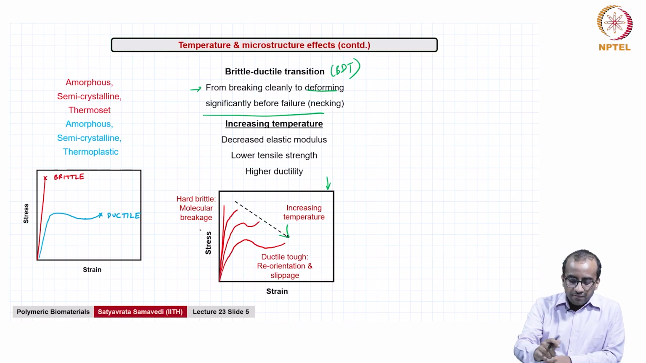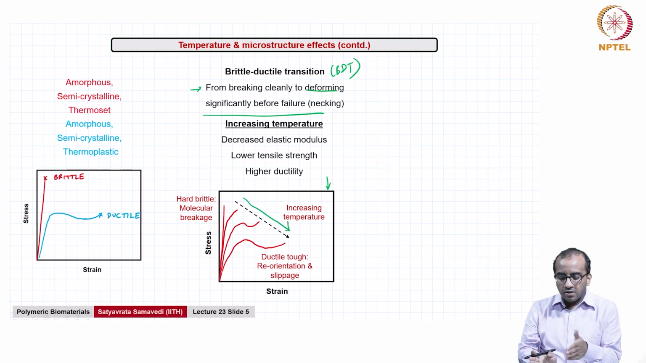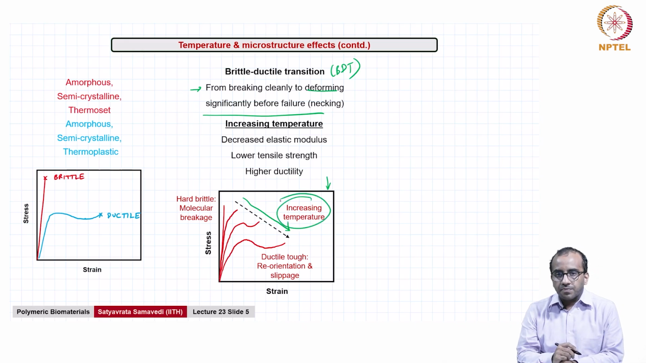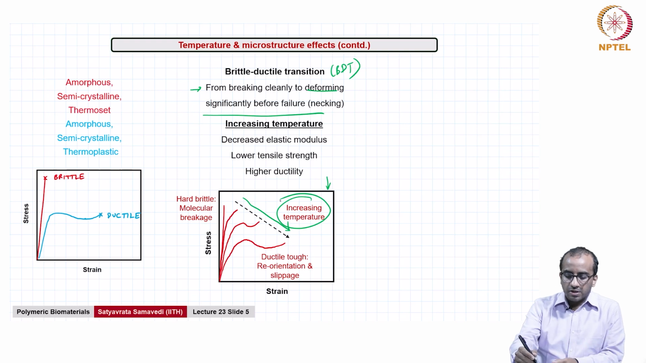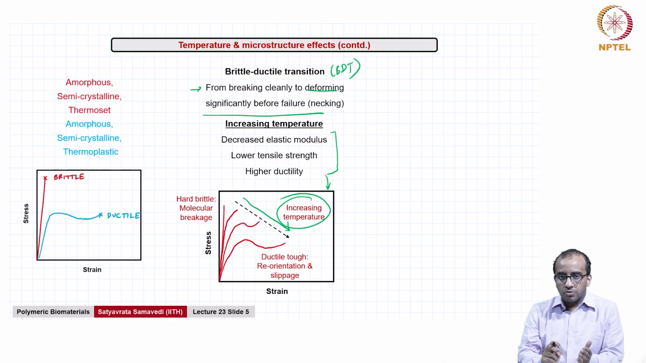Now, from top to bottom, in this direction, we have seen the two extremes, hard brittle and ductile tough. You can have other varieties. So, the other types of curves shown here could be hard and strong, hard and tough, etc., right. So, you can have a mix and match of different kinds of properties depending on what temperature you are operating at, right. And typically with increasing temperature, for a material that can undergo this kind of a transition from brittle to ductile, you will see that increasing the temperature usually results in decreased elastic modulus, lower tensile strength, but higher ductility.